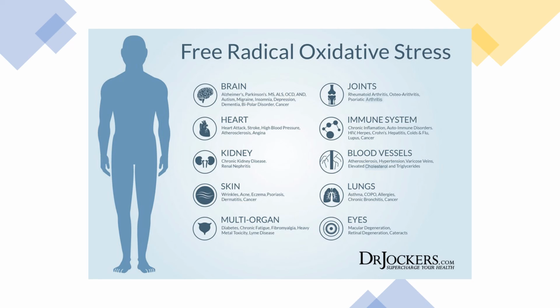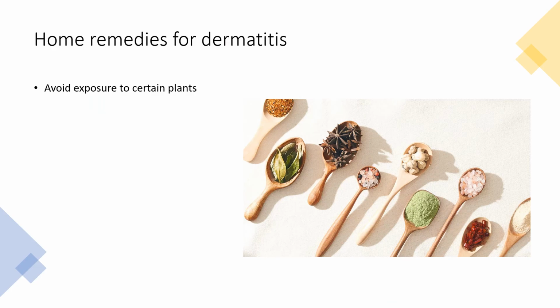Half a teaspoon of turmeric daily can help to cure seborrheic dermatitis, the scaly scalp condition that can lead to temporary or permanent types of hair loss. Some home remedies. You should avoid exposure to certain plants. The dermatitis can be triggered by some irritating plants, so if you need to go outside, wear protective clothing such as long-sleeved shirts, long pants, and boots.